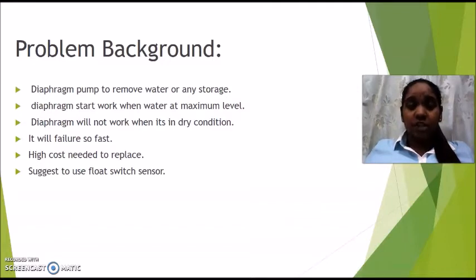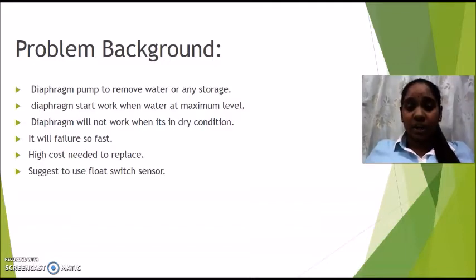So we need someone to go and switch off the diaphragm pump. Then when there's water in the culvert, we need to switch it on again. This will lead to a lot of problems and a lot of manpower. Plus the diaphragm pump will fail so fast because it is working but there's no water or anything that can help it to remove. So it will fail so fast.